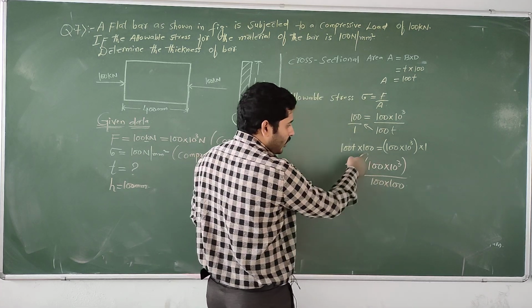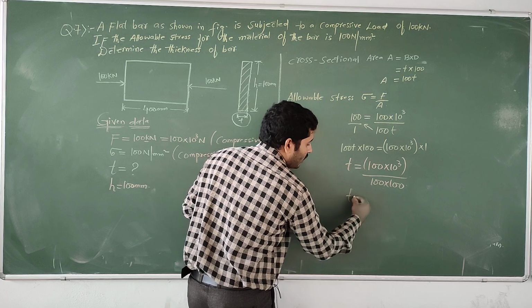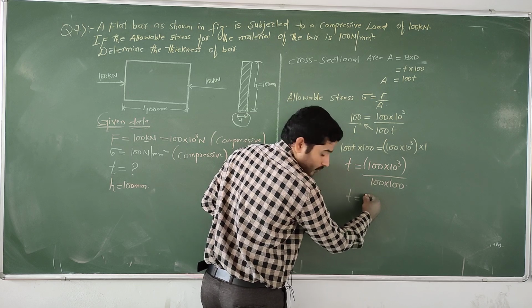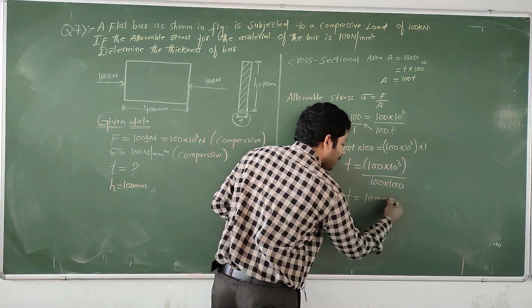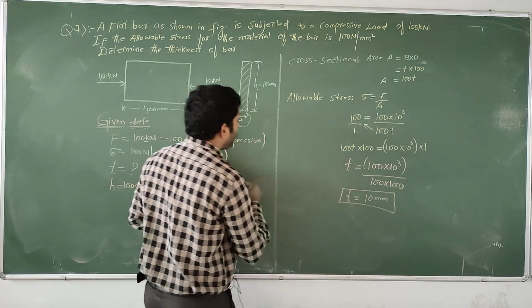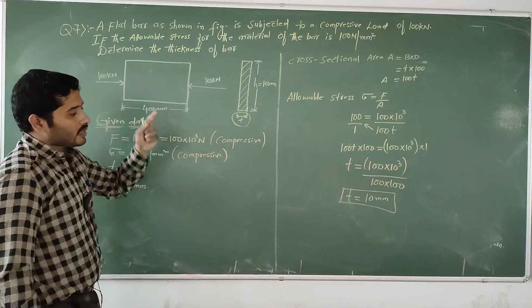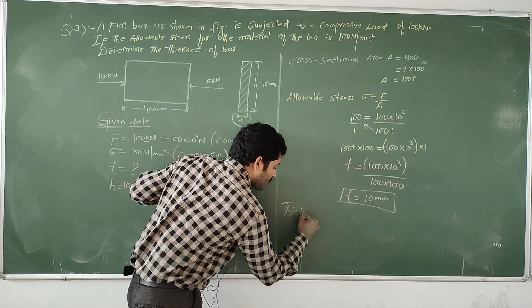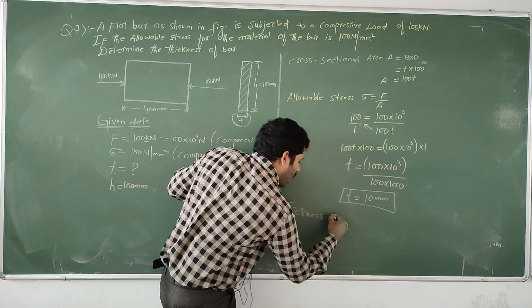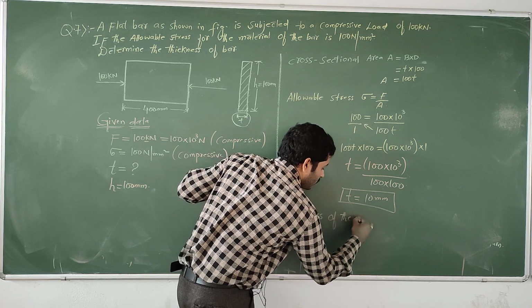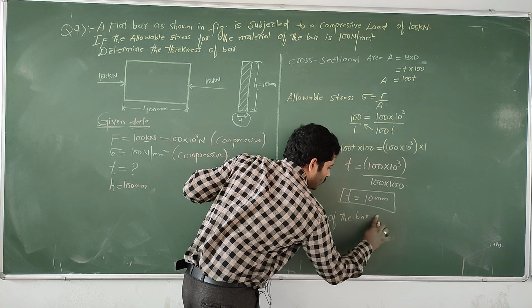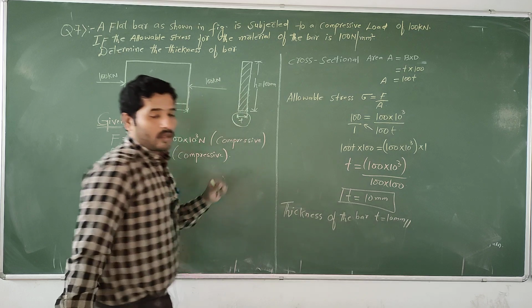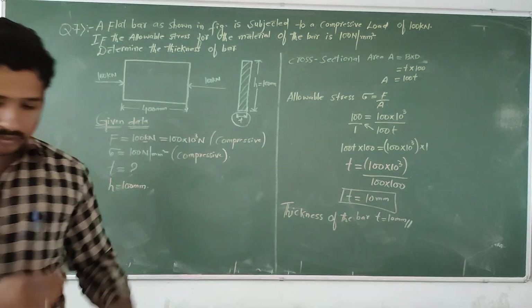Is it right? Then if you divide this term, you will get the thickness. How much? It should be 10 mm. Then we can represent the thickness of the bar is how much? 10 mm. Thickness of the bar equal to T equal to 10 mm. That is your answer. Okay, the next question.